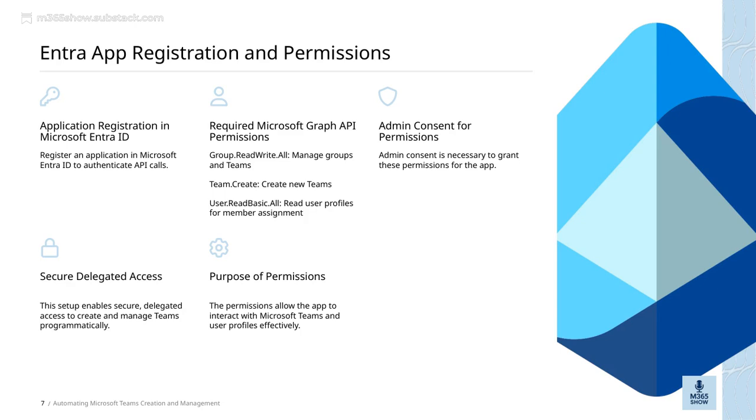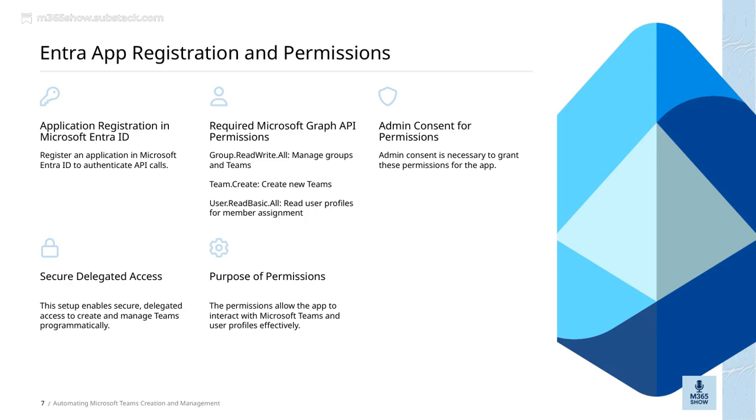It's important to note that admin consent is required to grant these permissions. This step ensures that only authorized administrators approve the app's level of access, adding an extra layer of security. Now let's briefly review the key permissions involved. First, Group.ReadWrite.All allows the app to manage groups and teams, which is fundamental for creating and organizing teams. Second, Team.Create enables the app to generate new teams automatically. Lastly, User.ReadBasic.All allows the app to read user profiles so it can assign members appropriately.